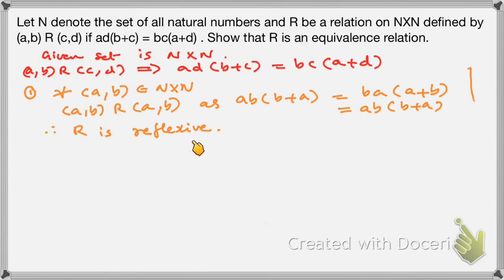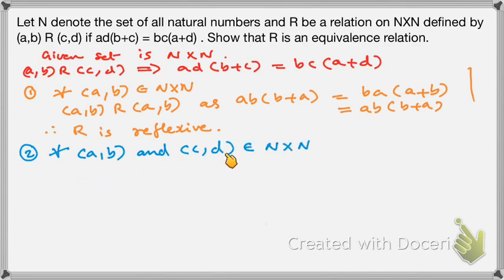So we proved reflexivity. The second property which I need to prove is that it is symmetric, and for symmetry I need two elements. So I'm going to pick up two elements now. I take an (a, b) and then another (c, d) from the given set N cross N. So if you have two elements, I'm going to first assume one relation here. I'm going to say that (a, b) is related to (c, d). So if (a, b) is related to (c, d), I should be able to prove that (c, d) is then related to (a, b).